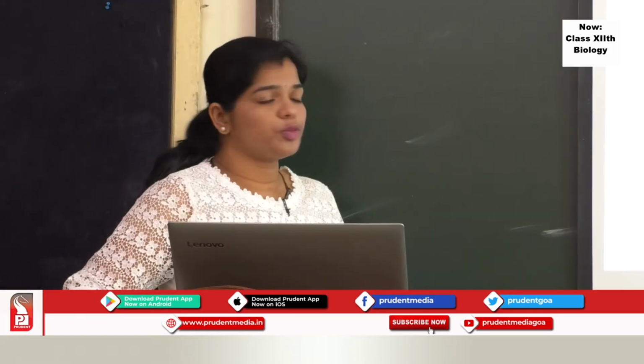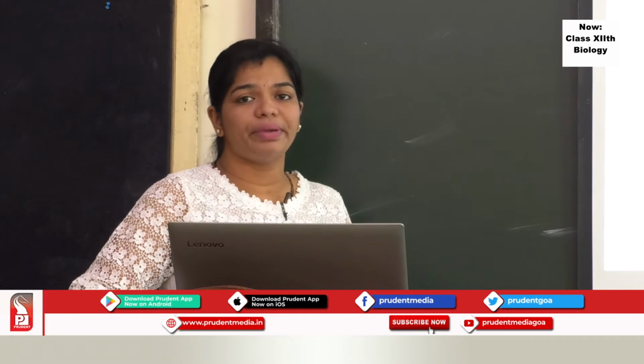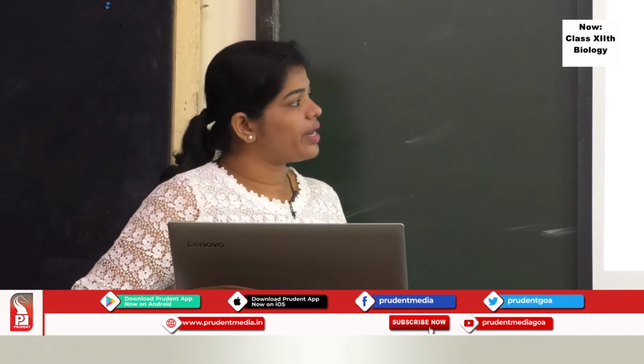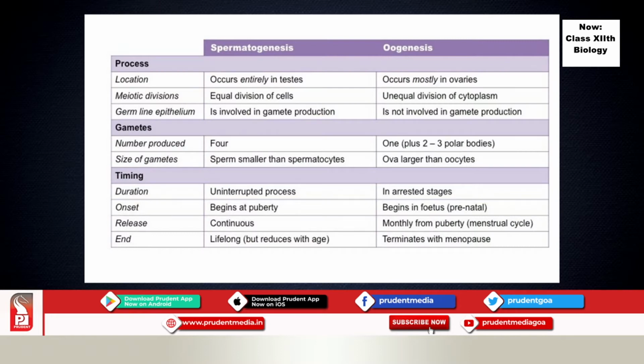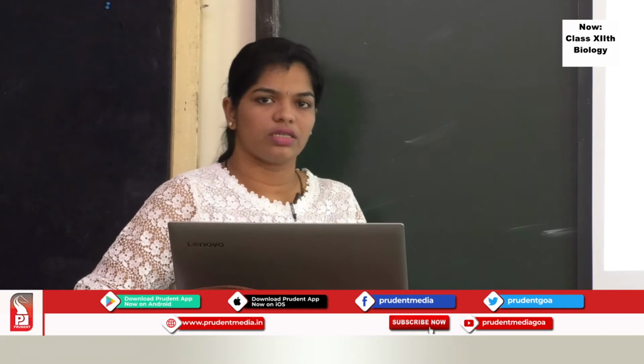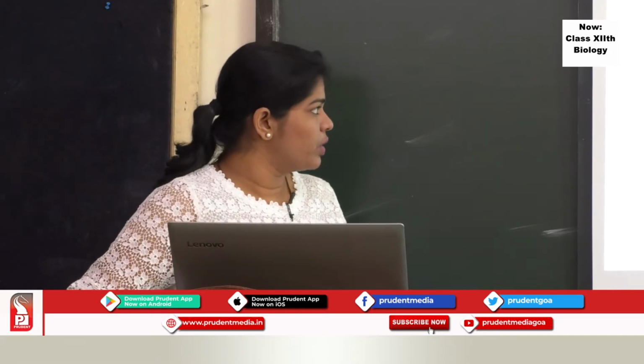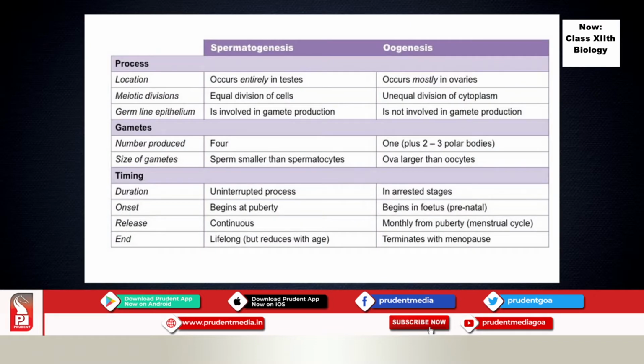Duration: spermatogenesis, once it begins at puberty, is an uninterrupted process, whereas in oogenesis you can see it is arrested at different ages or stages. First before birth, then during birth, then at puberty. So here it begins at puberty, and this begins at the prenatal stage in the fetus itself.